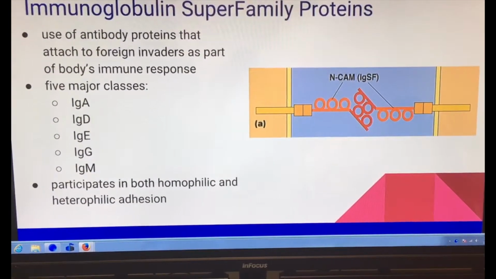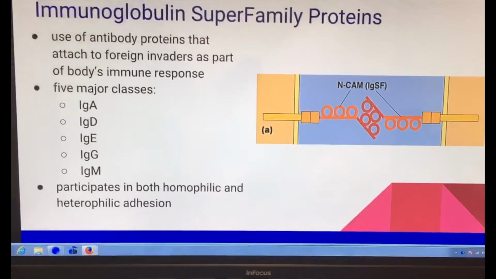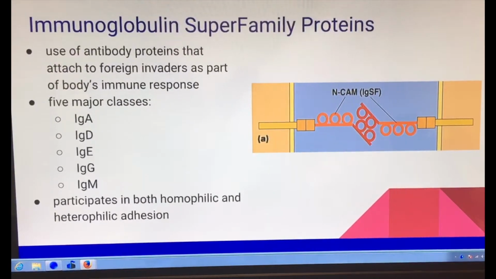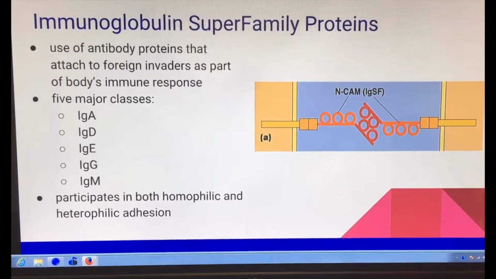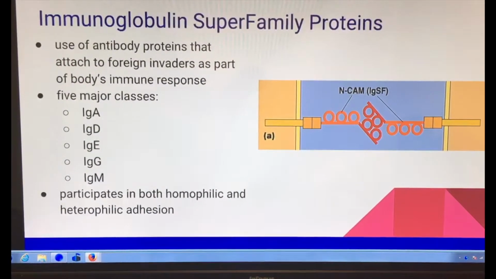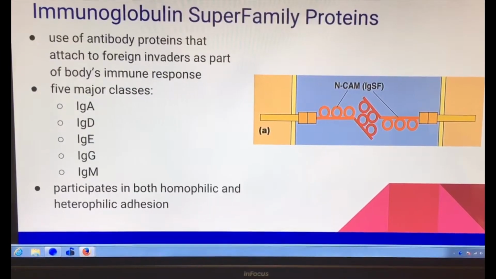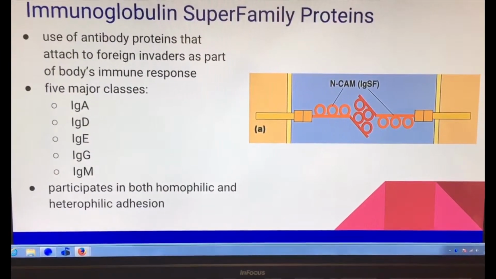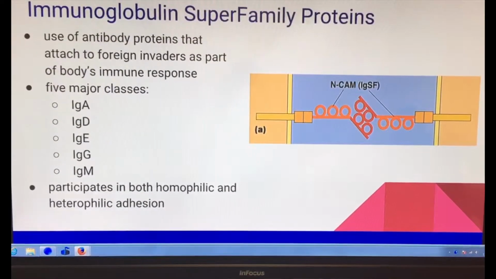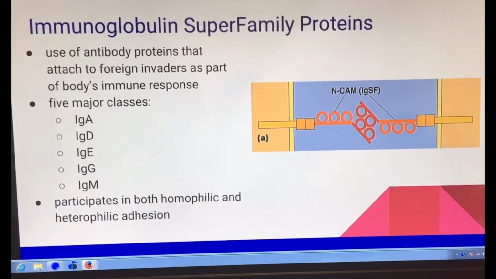The IgA class plays a role in mucosal immunity. The IgD has antibody expressed in plasma membranes of immature B lymphocytes. The IgEs play a role in allergic disease. IgGs are protein complexes that contain four peptide chains, and IgMs are the largest antibodies and appear in response to antigens.